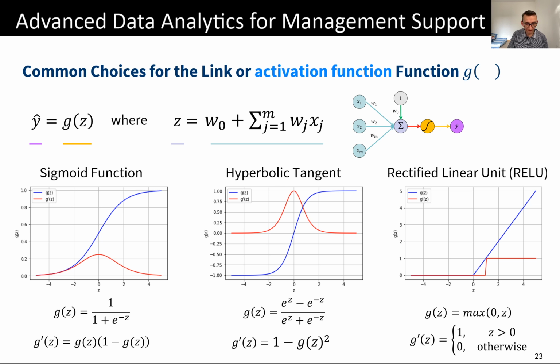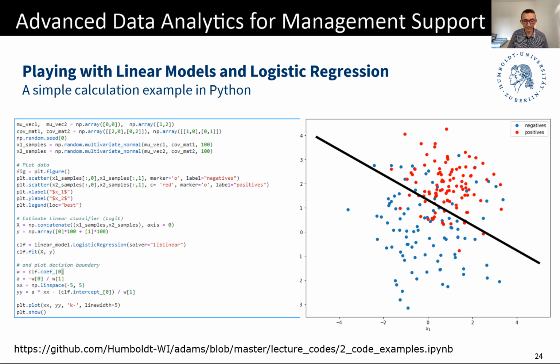Now, in the remainder of this subchapter, I just put some exemplary code using Python to play with linear models, with some artificial data, and also with logistic regression. Here, for example, I would generate data using two Gaussians. We have two classes, positive and negative, in red and in blue. And we generate data points for each class using a multivariate Gaussian distribution with some mean vector and some standard deviation.